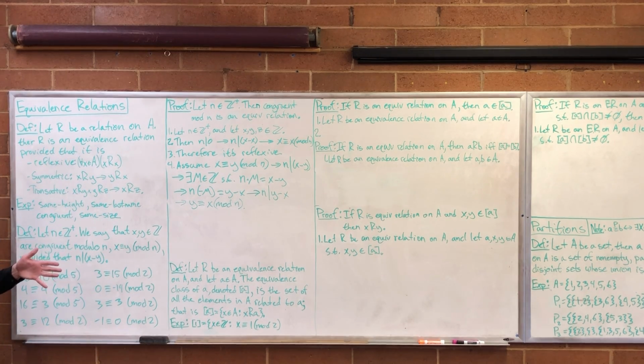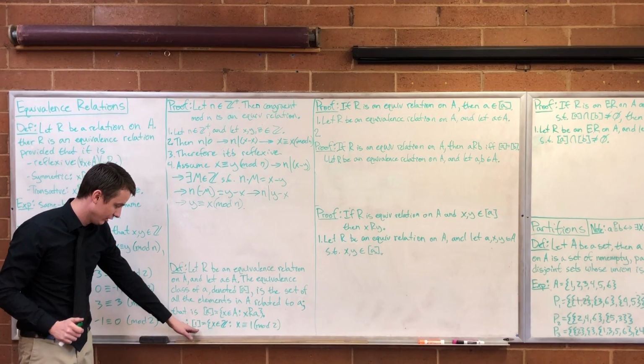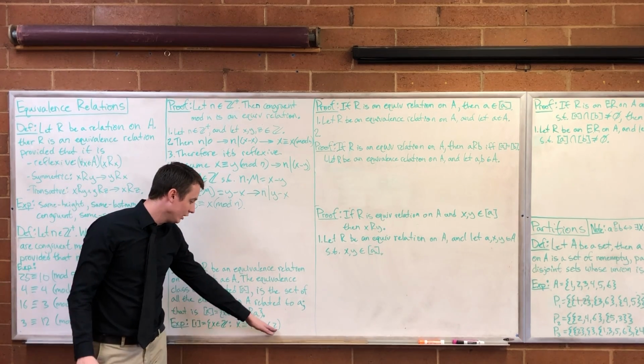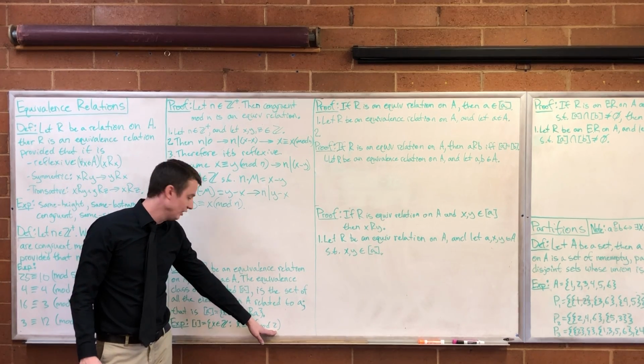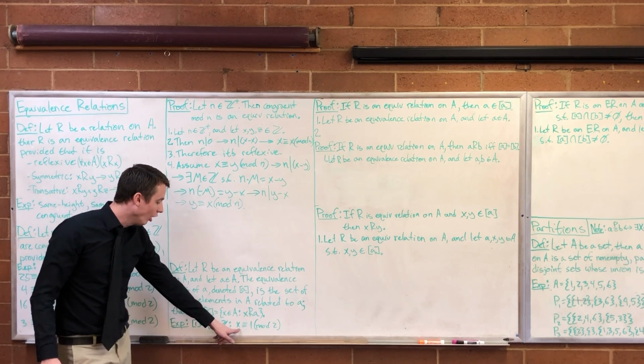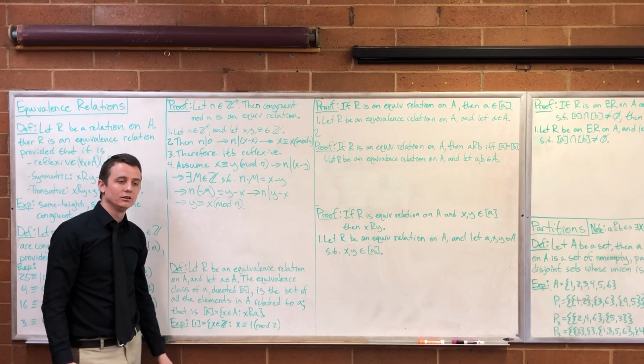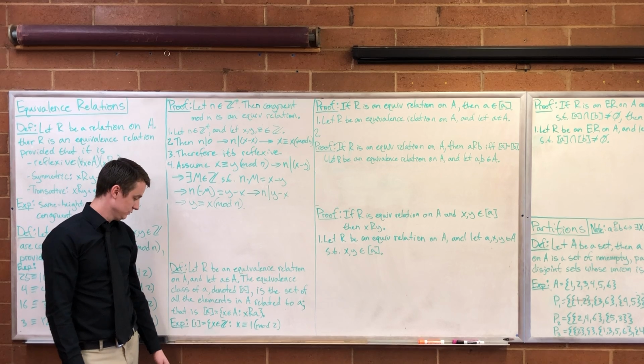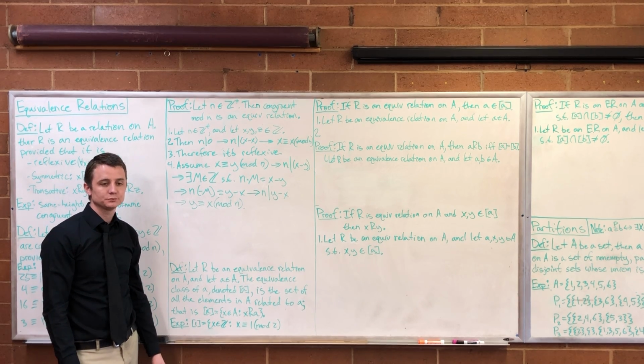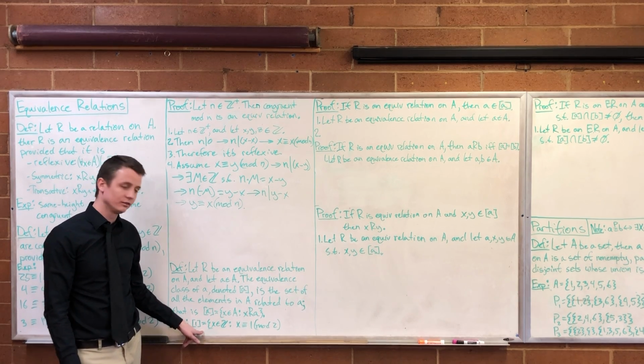So an equivalence class is a set of all the things you're related to under an equivalence relation. So let's do an example then to see if you understand. Let's look at the congruent mod 2 relation. What are all the numbers that are congruent to 1 mod 2? What is this equivalence class?